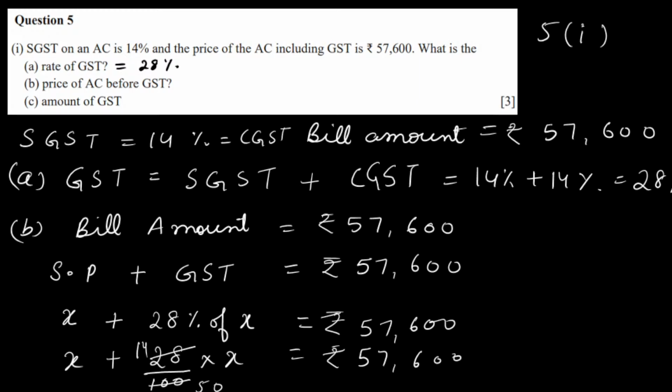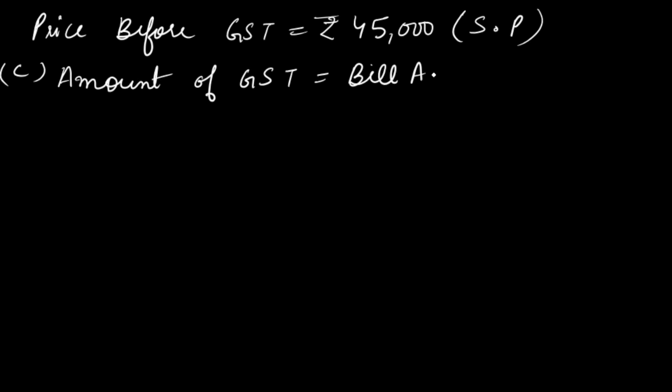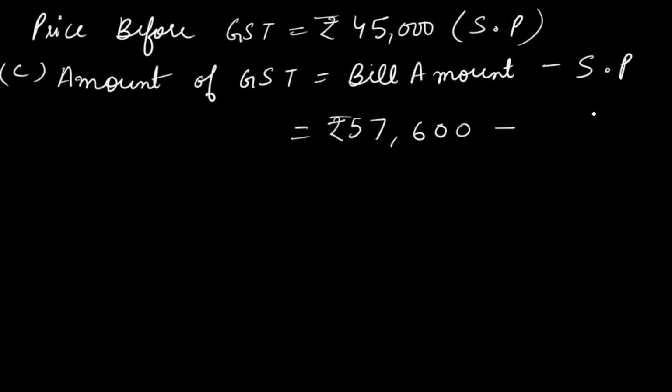Now, what's the third thing we have to find? The amount of GST. So C, we have to find the amount of GST. How can we find it? From the bill amount we can just subtract the selling price. That is how we will get GST. So 57,600 is the bill amount, and the selling price is 45,000.